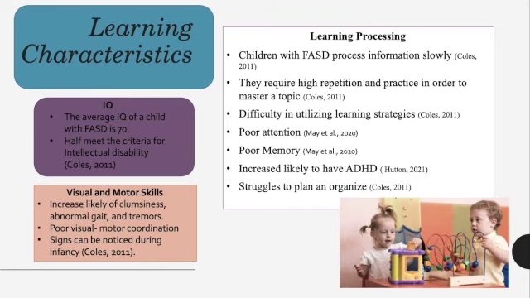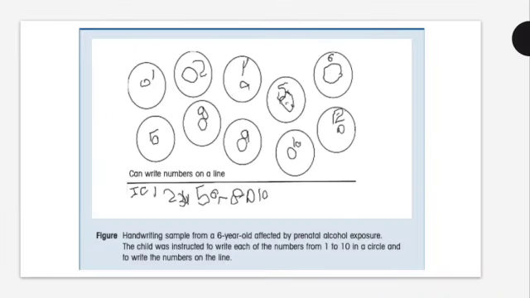Another one is visual and motor skills. A lot of the kids with FASD have an increased likelihood of clumsiness, an abnormal gait, or tremors. Poor visual and poor motor coordination, and signs can be noted as early as infancy.